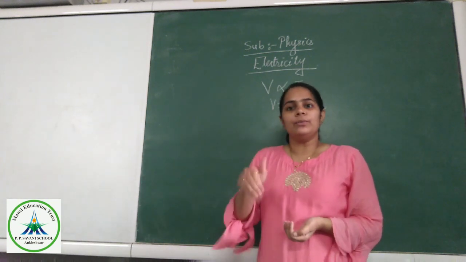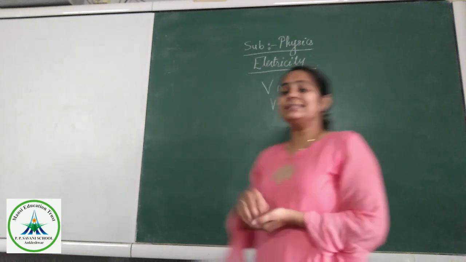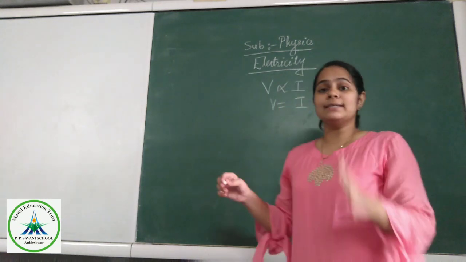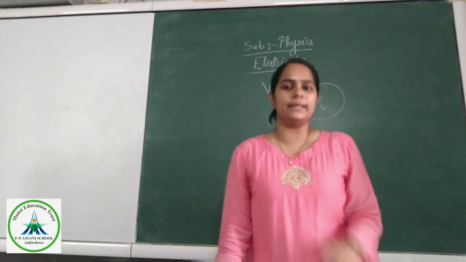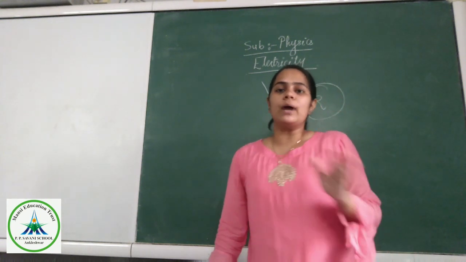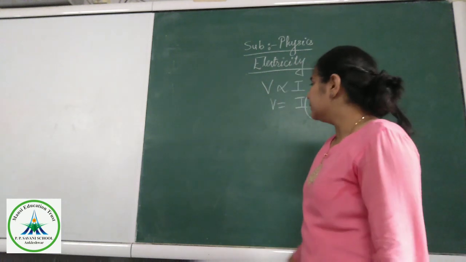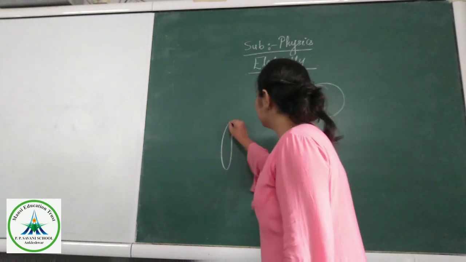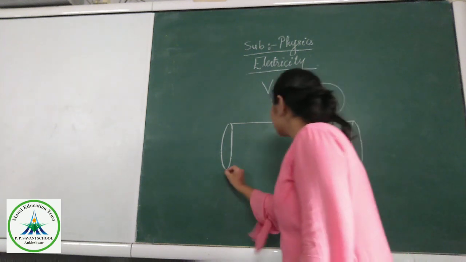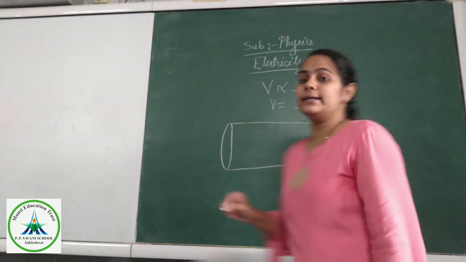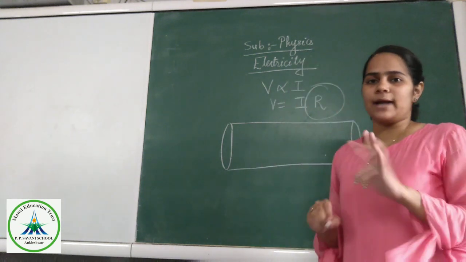So today we are going to learn which factors affect the resistance of any material. To understand this, we consider a conductor like this. Suppose this is your conductor, and this conductor is carrying charge.